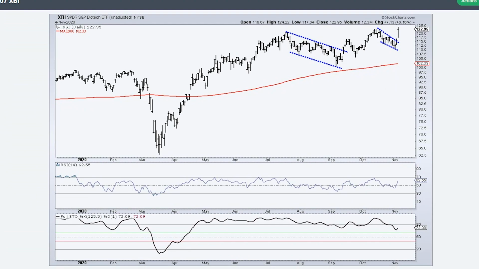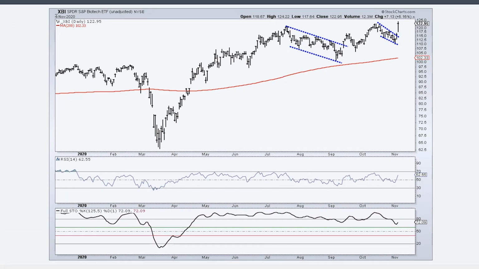And if you compare those numbers, if you look at XBI and you go down to that Stoch Close indicator, this is the fast stochastic, by the way, 125.5 with D at 1, you can see it did not go below 60. Maybe it went below 70, but just barely. It held up a lot better. And then you look at the price chart, it also held up a lot better.